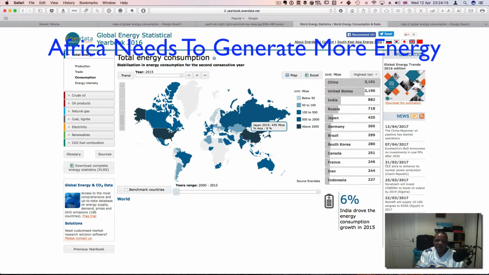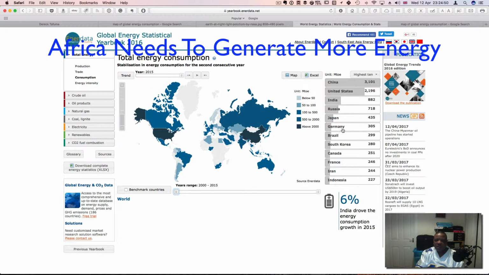Japan, 8%. I'm surprised Japan is 8%. And Russia, 70%. And then the United Kingdom, 10%. Okay. So you can see that among the countries, China is the highest. In 2015 it was the highest, followed by the United States at 2,096 metric tons. And India was third, Russia fourth, Japan fifth, Germany.